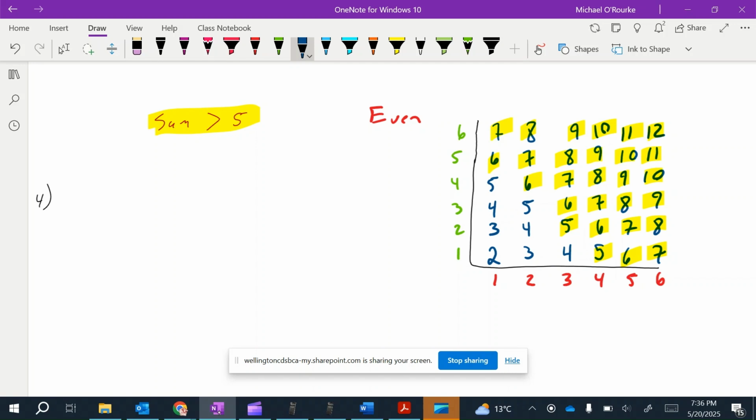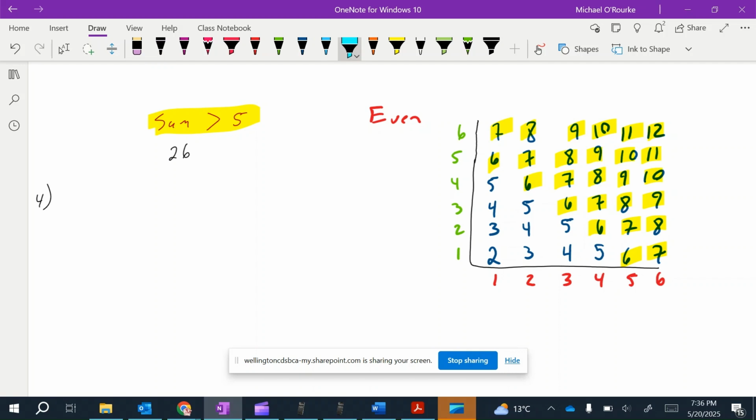Let's go this way. 6 plus 12 plus 5 is 17, plus 4 is 21, plus 3 is 24, and then plus 2 is 26. Did I get that right? 12, 13, 14, 15, 16, 17, 18, 19, 20, 21, 22, 23, 24, 25, 26.